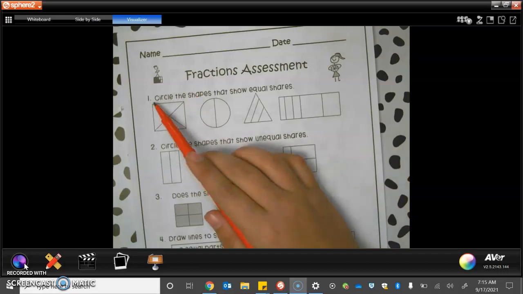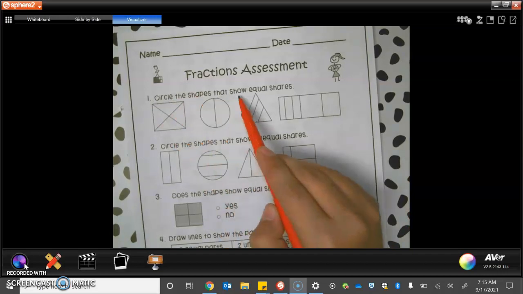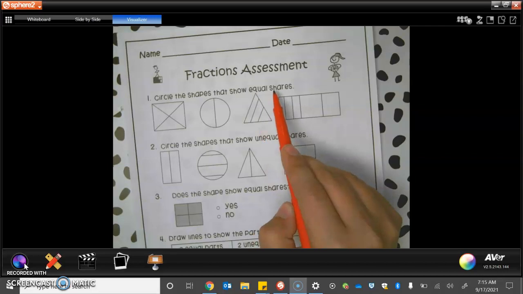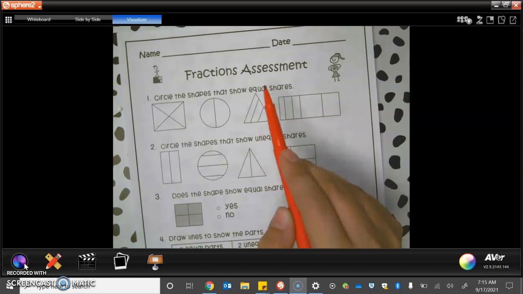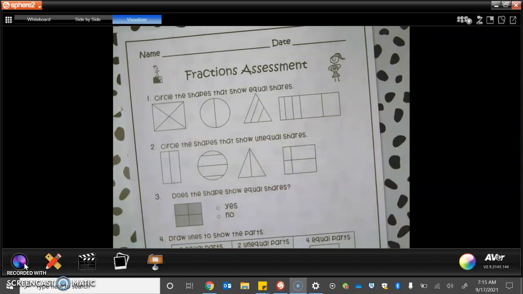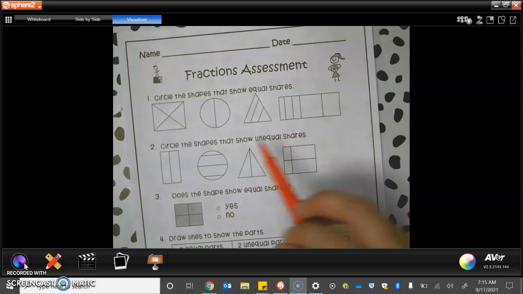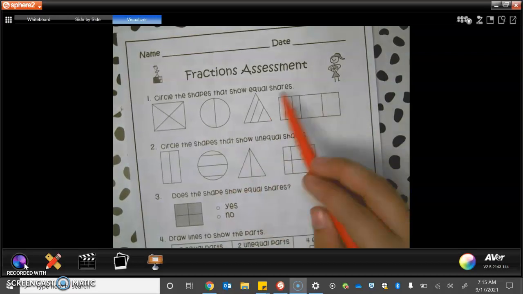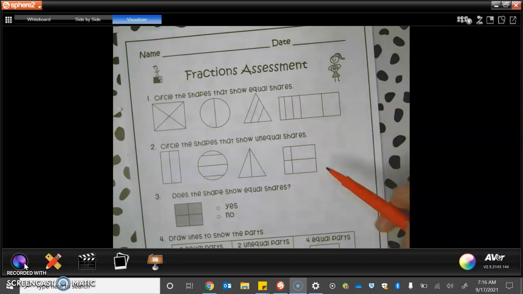Number 1 says circle the shapes that show equal shares. And another word for shares can be parts. So circle which shape shows equal parts. Or circle the shapes that show equal shares or equal parts.